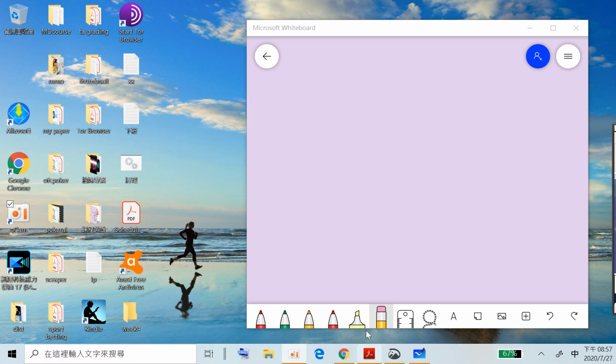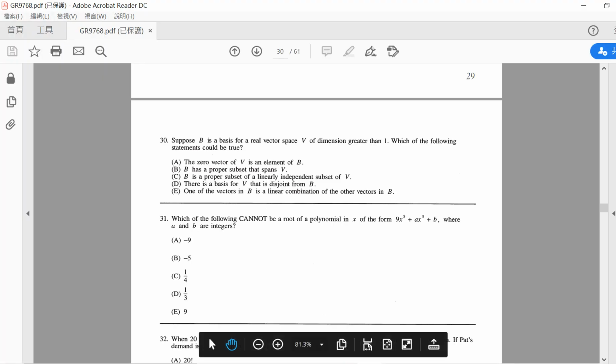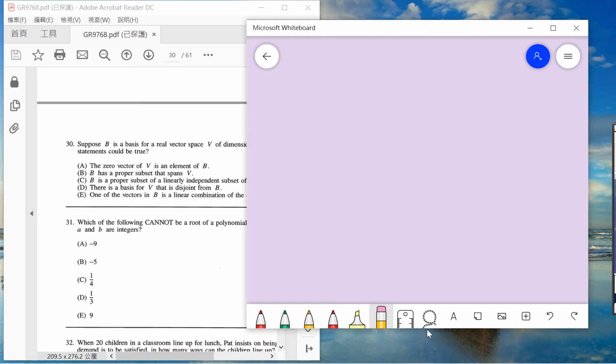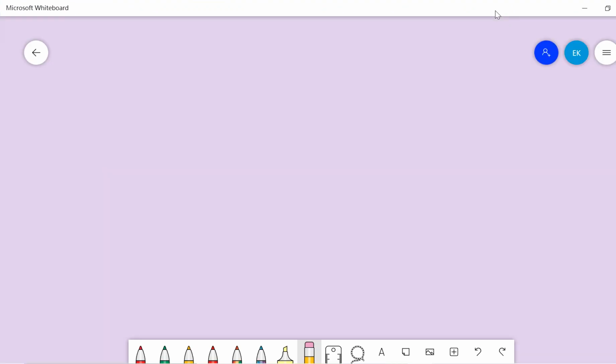Welcome guys. So today we solve 31. Which of the following cannot be a root of a polynomial in x of the form 9x^4 + ax^3 + b, where a, b are integers? Okay, so the key theorem is Newton's theorem.